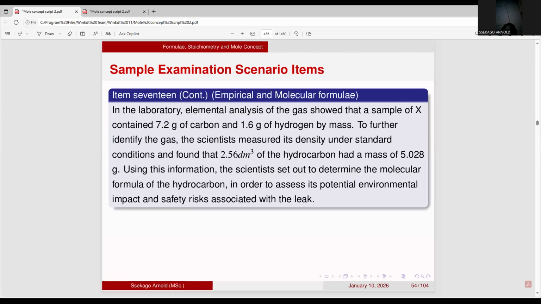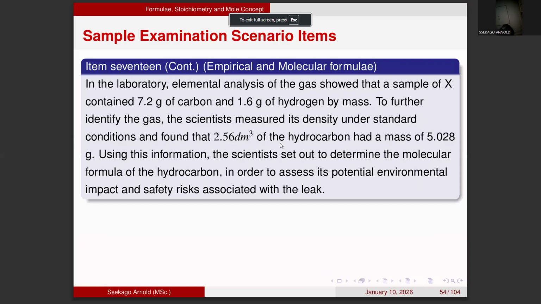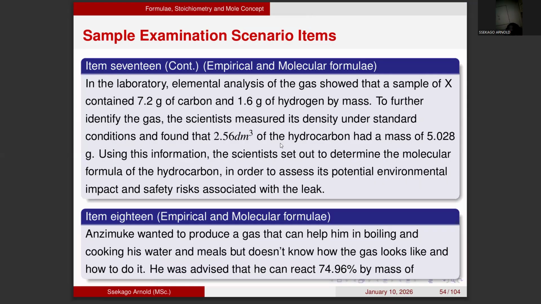I welcome you back to this tutorial on empirical formula. We had covered item 17, so we continue with item 18. Item 18 says that Anzimuke wanted to produce a gas that can help him in boiling his water and cooking his meals, but doesn't know what the gas looks like and how to do it.